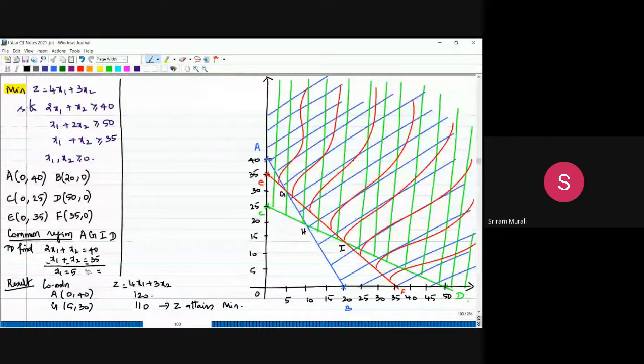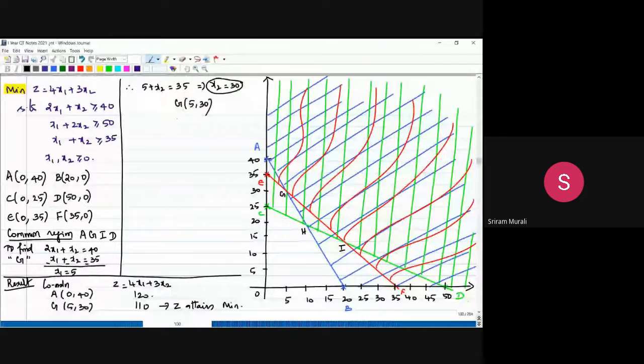If x1 is 5, therefore x2 will be equal to 5 plus x2 is equal to 30. This implies x2 is equal to 30. If x2 is 30, then G will be (5, 30).